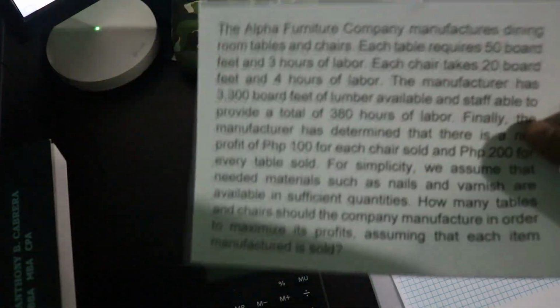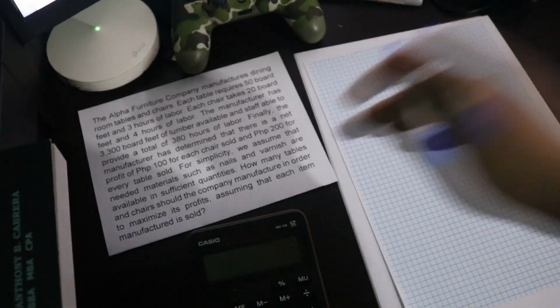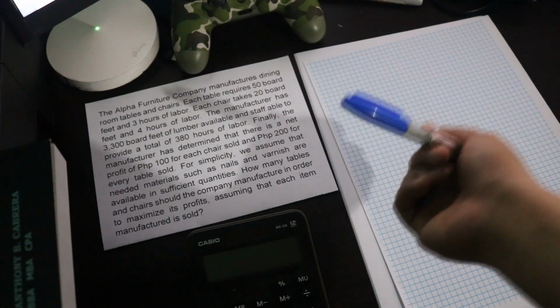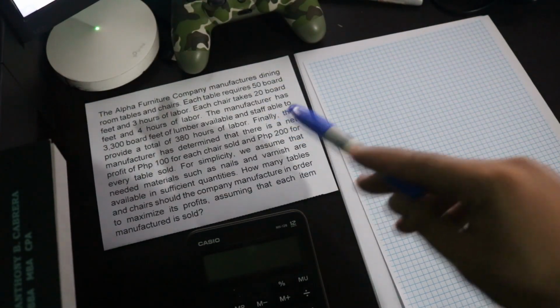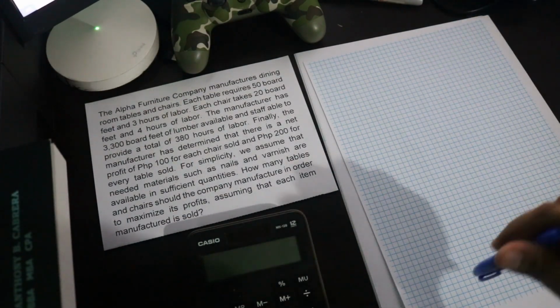By the way, we have here two problems, one maximization problem and one minimization problem. So we will be solving the maximization problem first, followed by the minimization problem. By the way, these problems are already solved in class using the graphical method, but I will be repeating the process so that you will be refreshed. So we begin.